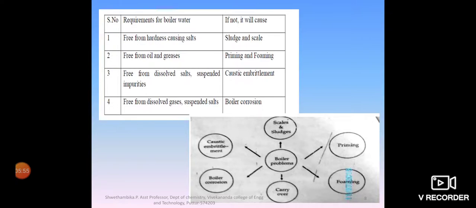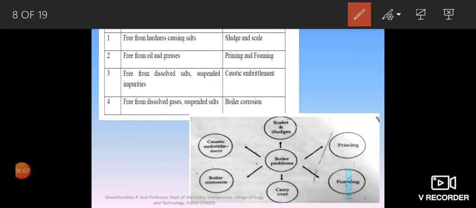Now let us see the requirements of a boiler water. If that requirement standard is not met, what could be the boiler problem created? So herein you can make out, the first one is water must be free from hardness causing salt. If it is not free from hardness causing salt, then it would cause a problem we call scale and sludge formation.